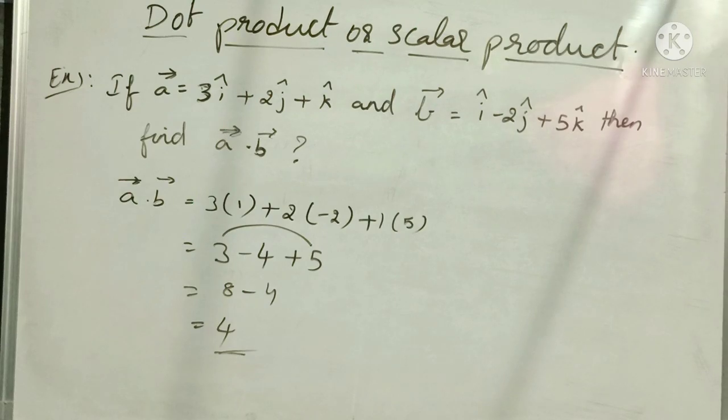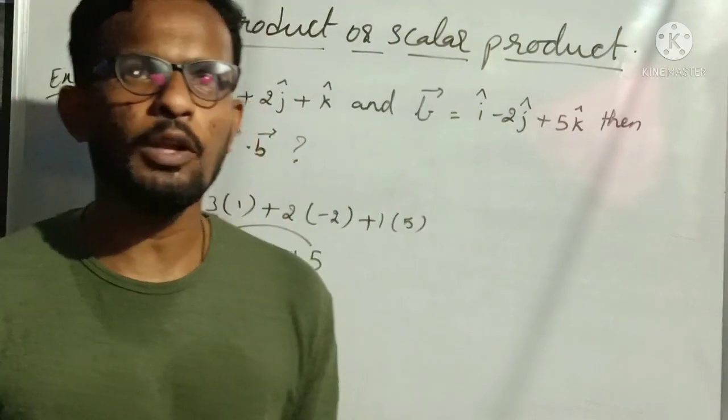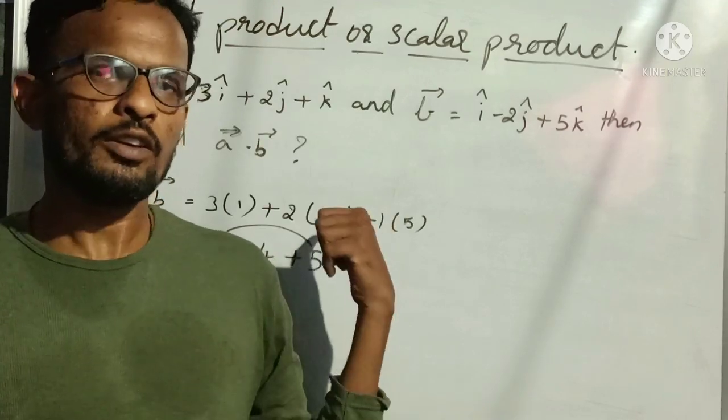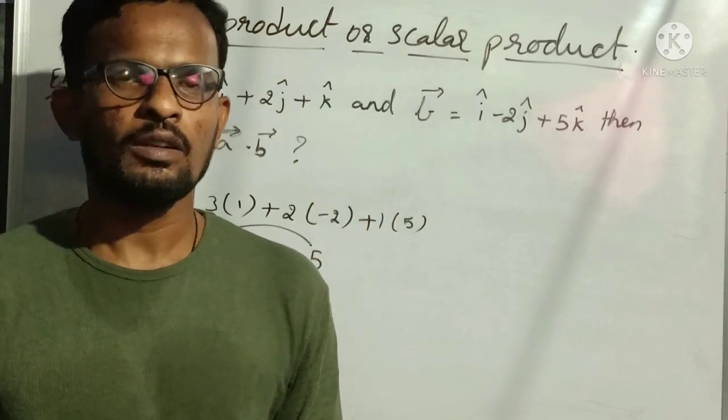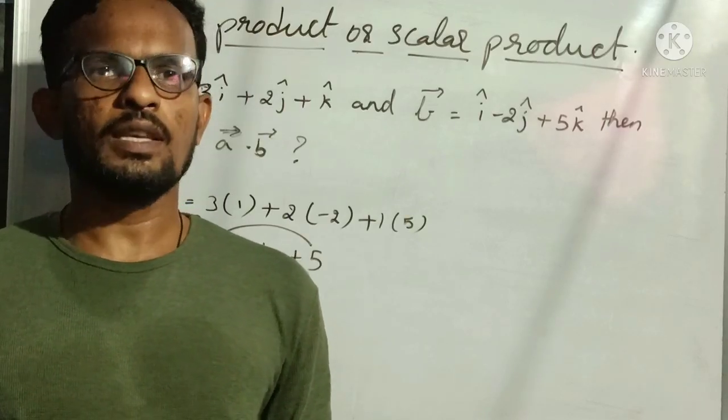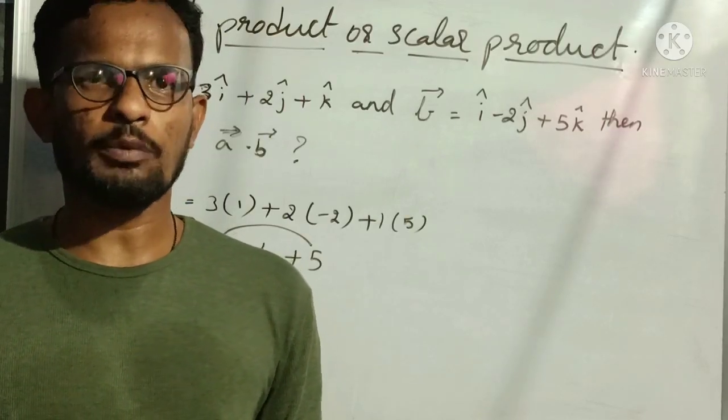Understood? So students, this is a very simple and easy concept related to vector algebra, that is, dot product or scalar product of two vectors, and this is a very important concept also.